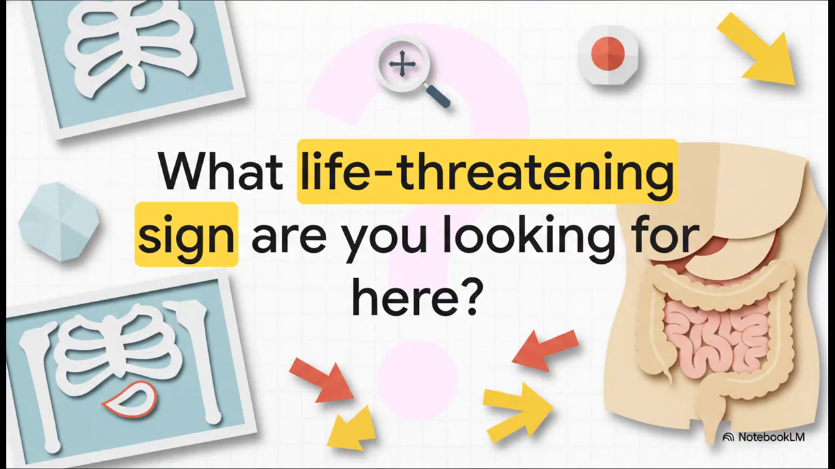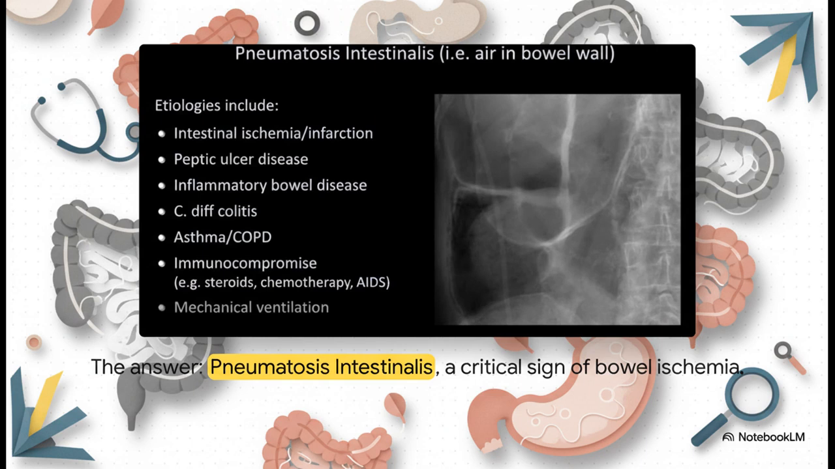Okay, to finish up, let's put your new skills to the test. You're on call overnight. This is the film of a very sick patient. I want you to take a close look. What is the critical, life-threatening sign that is visible on this X-ray? The answer is pneumatosis intestinalis. Did you manage to spot those subtle linear lucencies in the bowel wall?